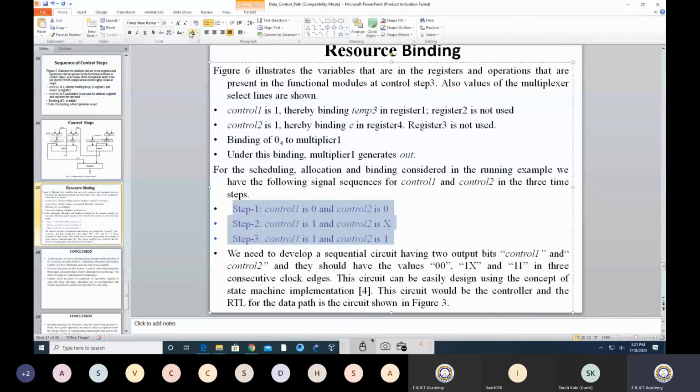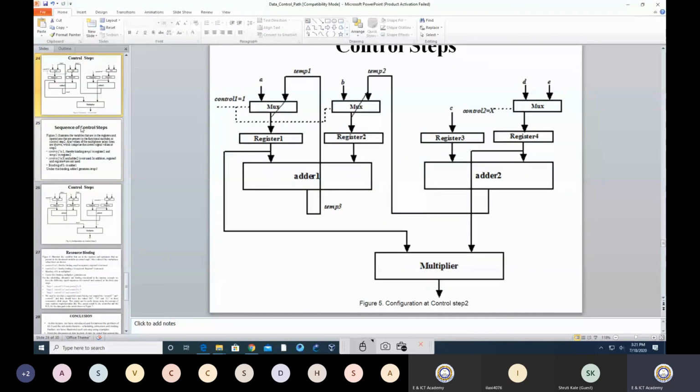So that means you can consider that here total 3 states are there. State 0, state 1, state 2. State 0 is where both the controls are 0, 0. State 1 is when control 1 is 1, control 2 is don't care. Okay. And state 3 where both are 1. So with this you can achieve the desired functionality and you can get the proper functionality of the data part and control part for this particular circuit.